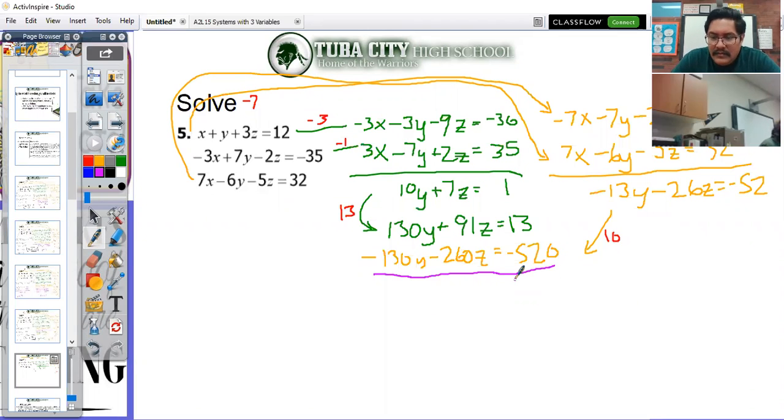All right, so 260 minus 91. Again, my calculator cannot keep track of the negative, so I have to treat it like it's a positive number. So it's going to be 169. But it's also going to be negative because I have to keep track that this is going to be a negative number. And I have to do the same thing with this one.